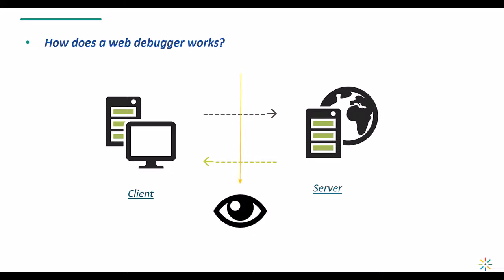and how to use it in order to resolve issues. The arrow in black represents all the requests that are being sent from the client to the server, and the green one represents the responses sent from the server to the client. The eye in the middle represents Fiddler, which tracks all that passes from one side to another.